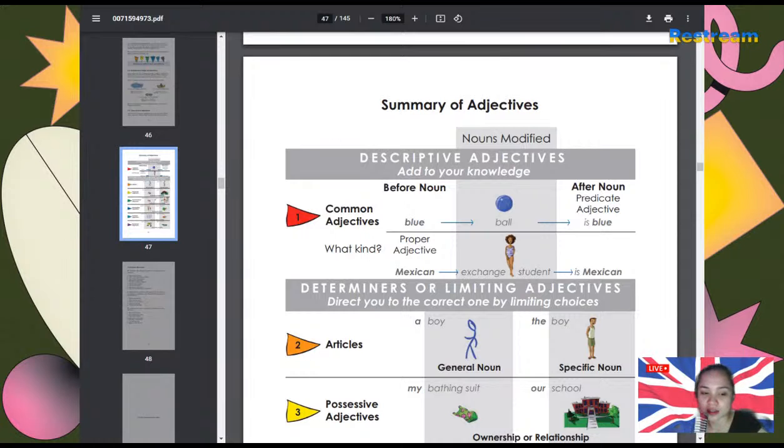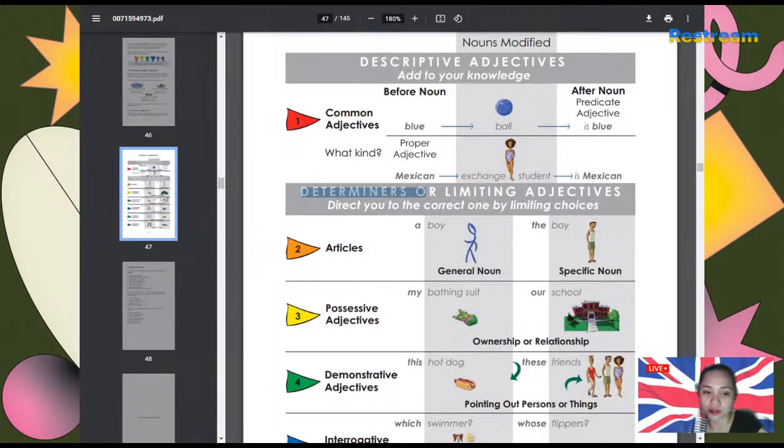So for the next one, we have the determiners or limiting adjectives. They direct you to the correct one by limiting choices. So we are now using the determiners to determine the noun, and at the same time to use the adjectives. For number one, we use some articles here, like the indefinite a and an, and the definite the.